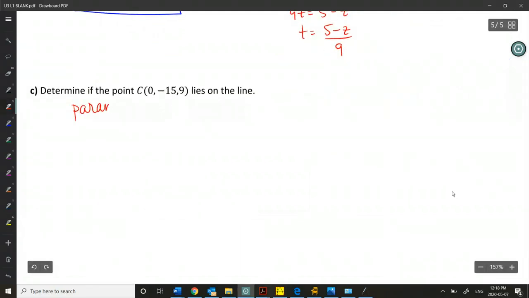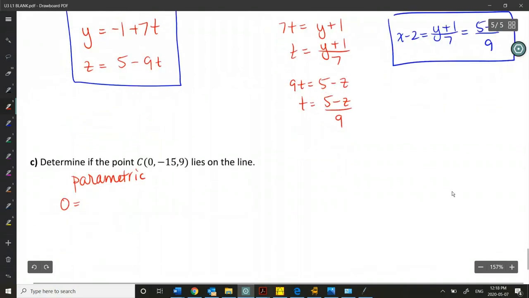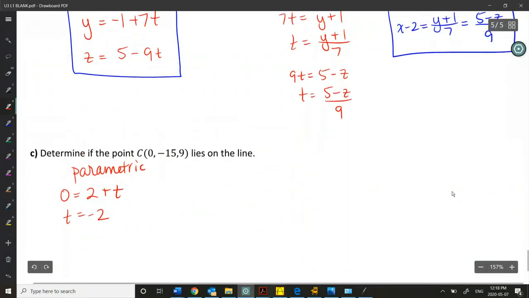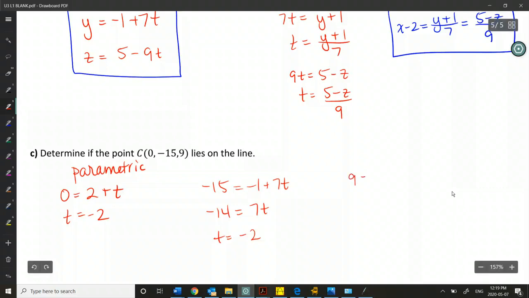So using the parametric, we're going to plug in 0 for x. So that means 0 equals 2 plus t, and that means that t equals -2. And then we're going to plug in -15 for y, and isolate, so bringing the 1 over, we get -14, and that means t equals -2. So far so good. We just have to check the z.